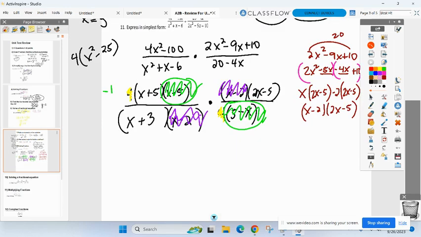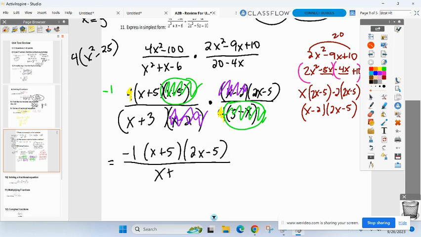So now I regroup here. Figure out everything that's left over. So negative 1, if you just want to put the negative instead, fine. x plus 5, 2x minus 5, and then an x plus 3 on the bottom. I know we're probably used to a little bit more left over, but that's it.